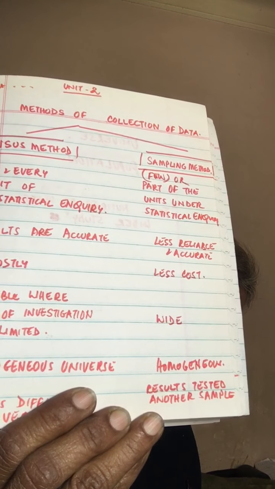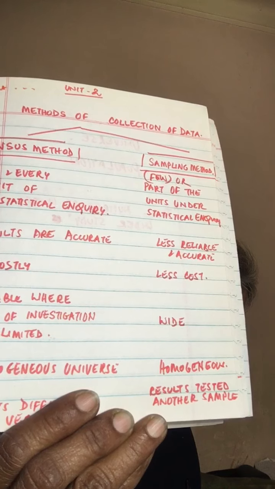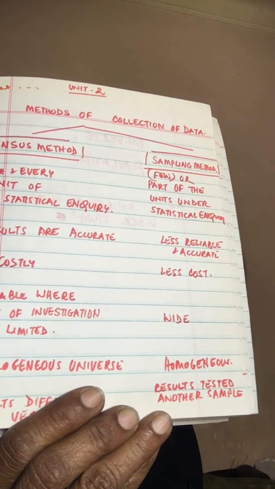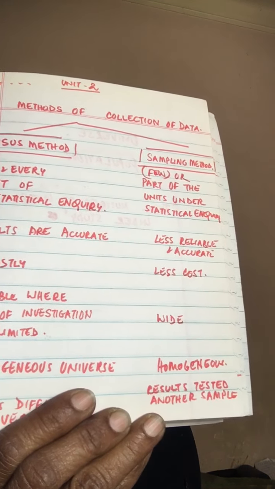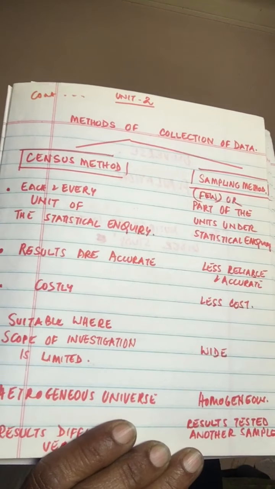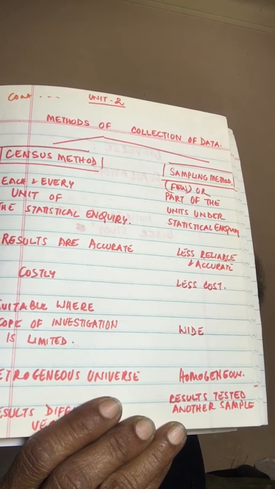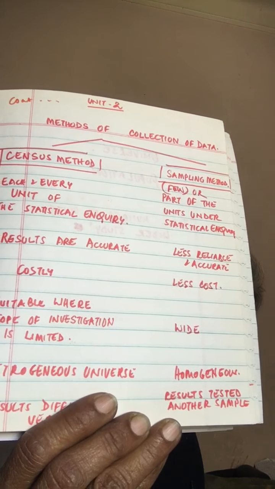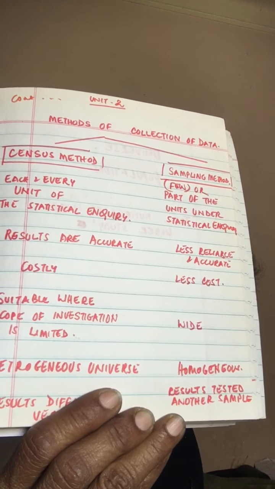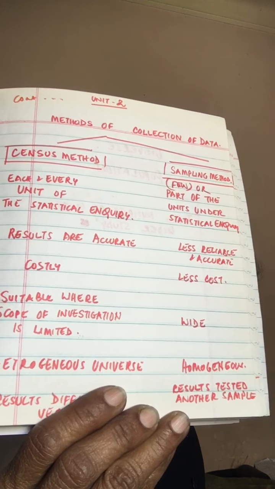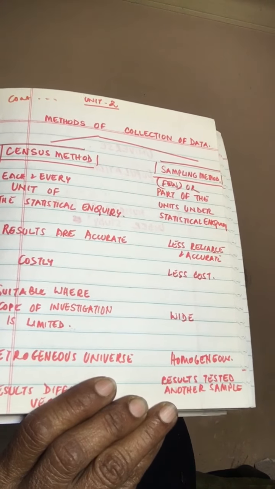Now for results verification, under census method, the results of the investigation are very difficult to verify. It's not that we cannot verify, but it's really difficult. But under sampling method, results can be tested by taking out another sample if there is some problem. So basically these are the two methods of collection of data. They are census method and sample method.